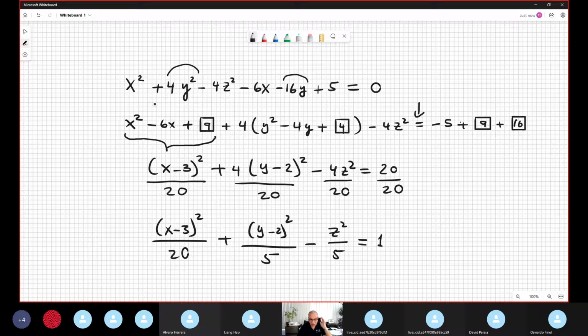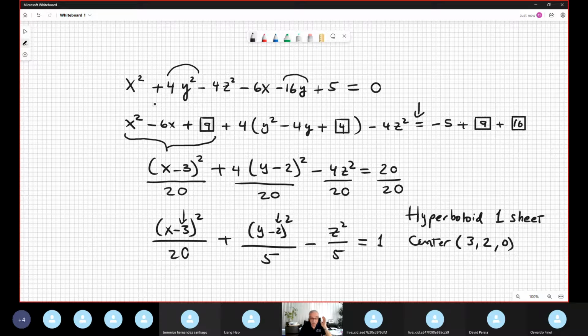We have translation, but it's okay. But the sign, only one is negative. Oh, entonces identify, this is a hyperboloid of one sheet. By the way, the center of this hyperboloid is located at the point 3, 2, and for z we have no translation, so it's 0.